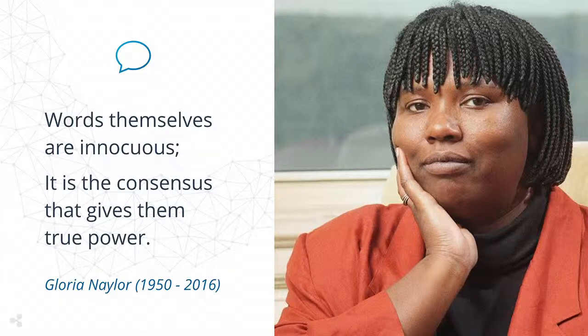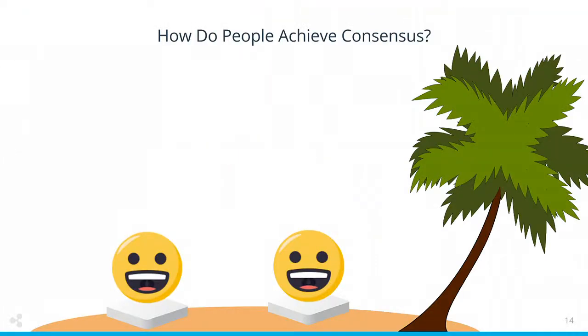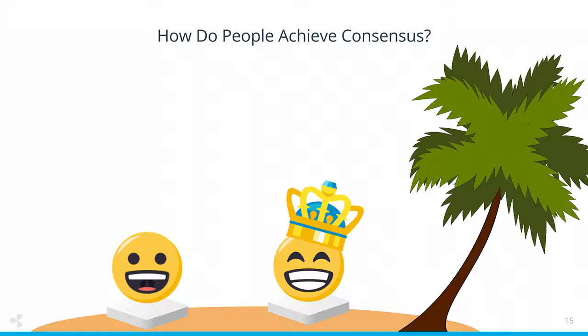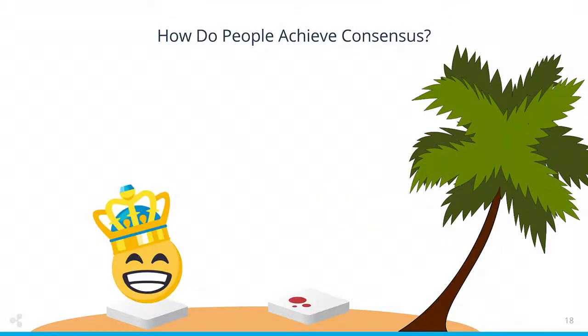So let's look at some examples of how people have come to consensus historically. Let's take the simplest example. You have some little island with some islanders on it, and in order to set some rules, one of them declares themselves king. Now they set all the rules. Well, of course, everyone else is going to be jealous. Pretty soon there's going to be some conflict, and then you might have a new king. So it's not a very stable system.